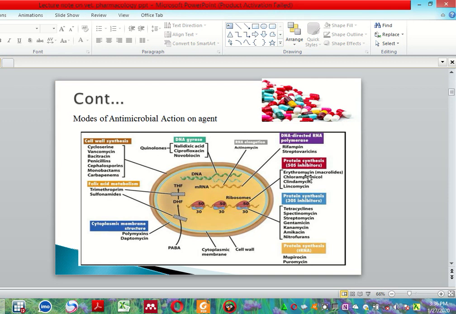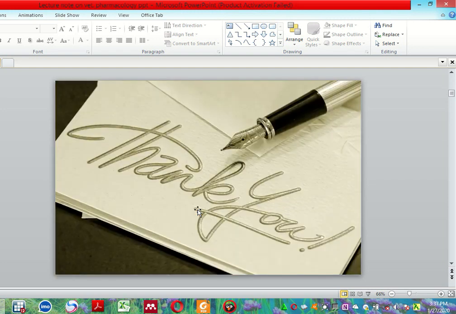This picture is another illustrative, explanatory picture for the mechanism of action of the antimicrobial drugs. Sulfonamide competes with PABA for the DHF, dihydrofolate, whereas trimethoprim may interfere with or compete with PABA for the THF. So this picture is also illustrative of the mode of antibiotic action on the bacteria.